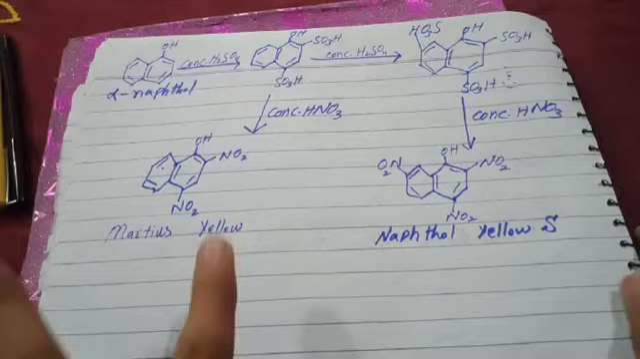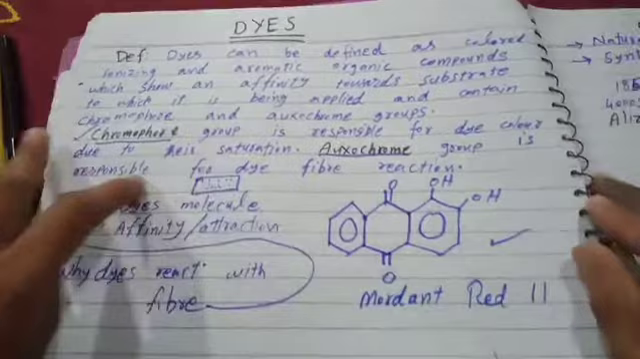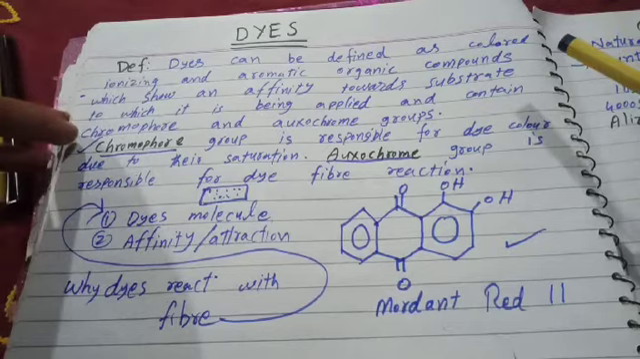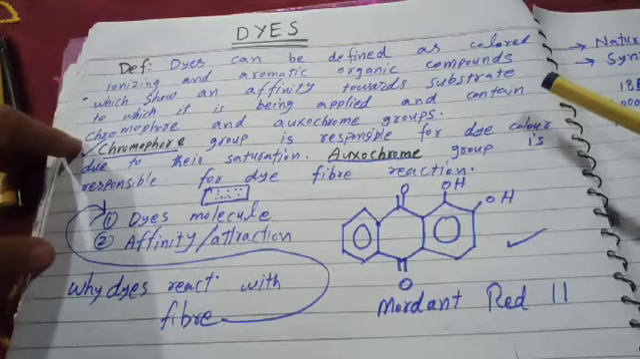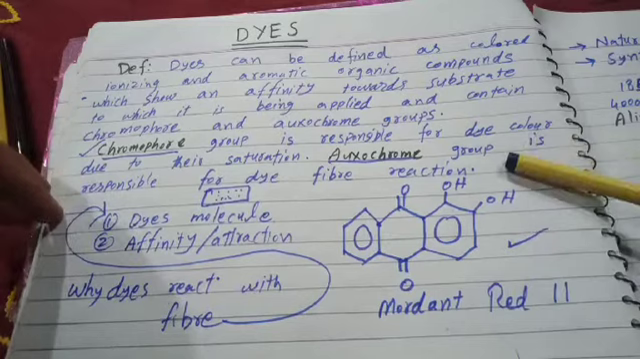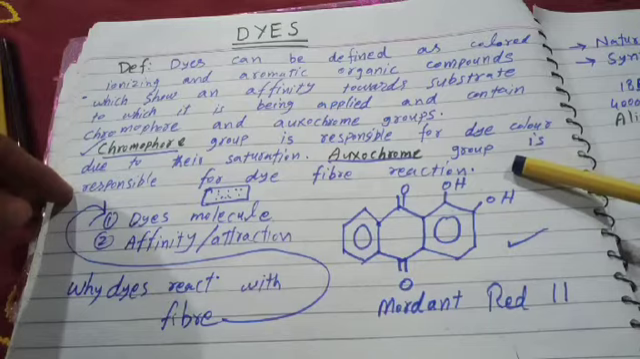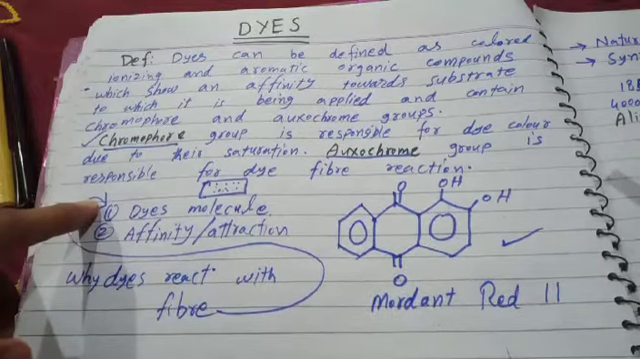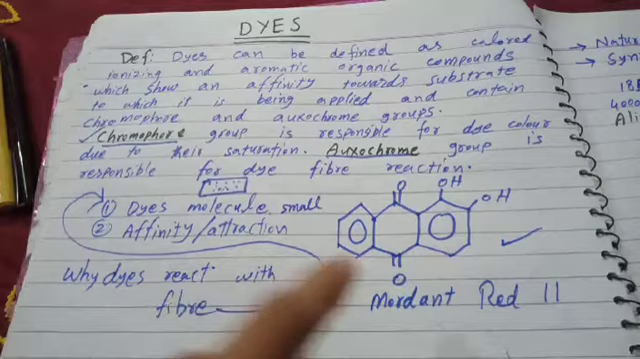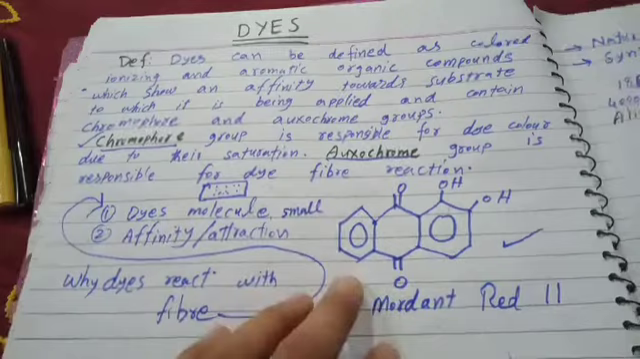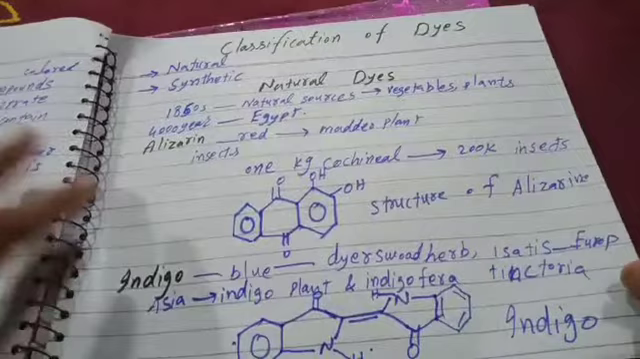Now we make the summary of our things. First we discuss the dyes, dyes definition. Dyes can be defined as colored, ionizing and aromatic organic compounds which show affinity towards the substrate to which they are applied and contain chromophore and auxochrome groups. Chromophore groups are responsible for dye color, and auxochrome groups are responsible for the dye-fiber reaction. And why do dyes react with fiber? Due to two reasons. One is that dye molecules are small, and the other is the attraction of dye molecules. And this is an example of a dye, like mordant red 11. Now second, we discuss the classification of dyes: natural dyes and synthetic dyes.